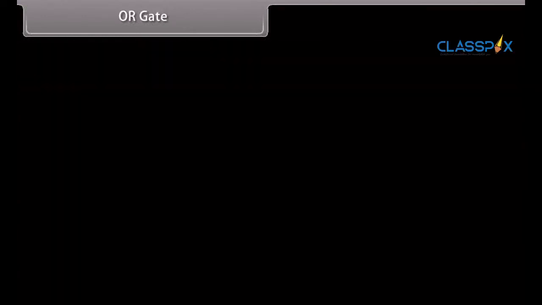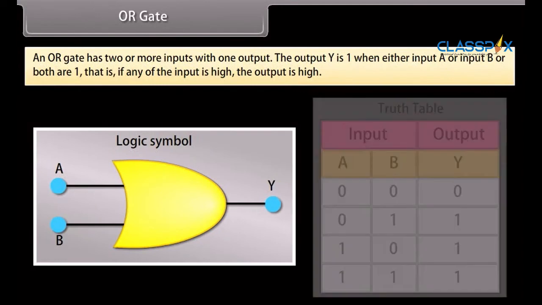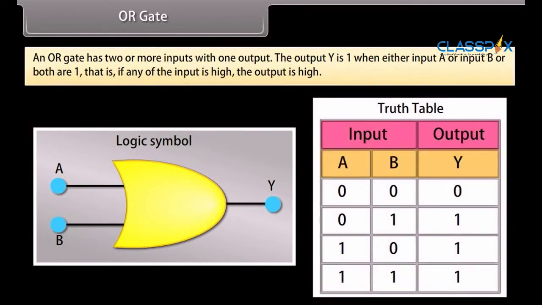OR gate. An OR gate has two or more inputs with one output. The output Y is 1 when either input A or input B or both are 1. That is, if any of the input is high, the output is high.